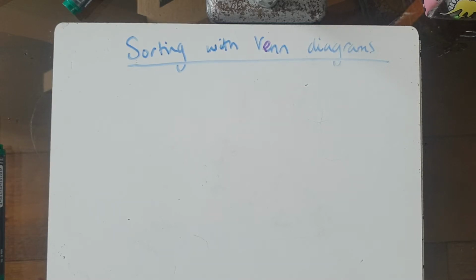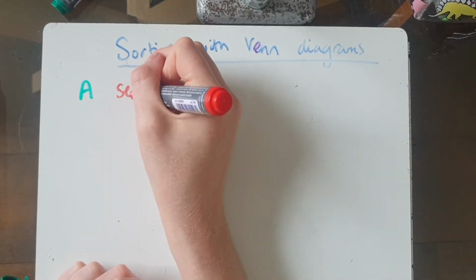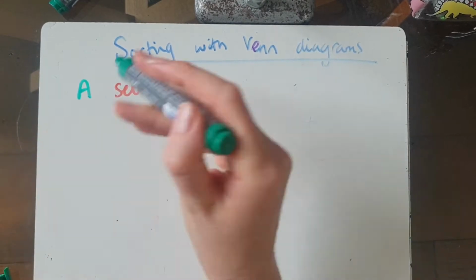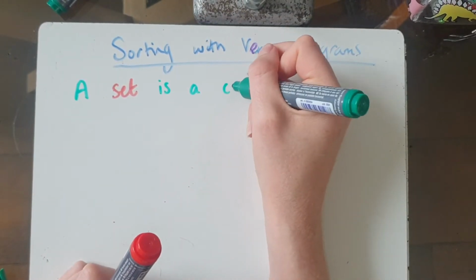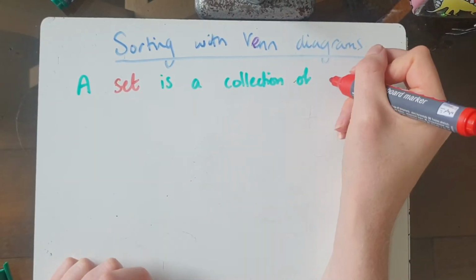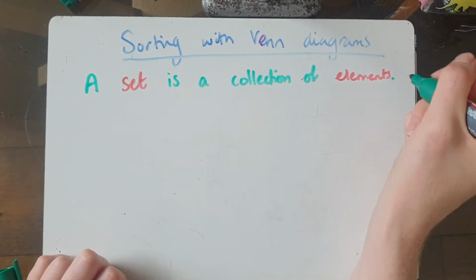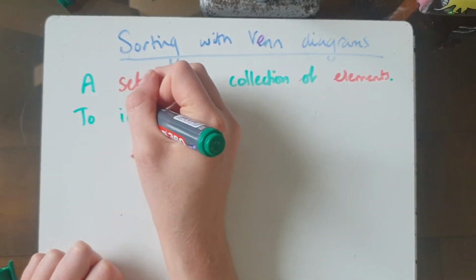Venn diagrams are a way of sorting different elements into different groups. Now, the elements will have to come from a set. So first of all, we're going to write down what a set is. So a set is a collection of elements. And to identify a set, we use curly brackets.